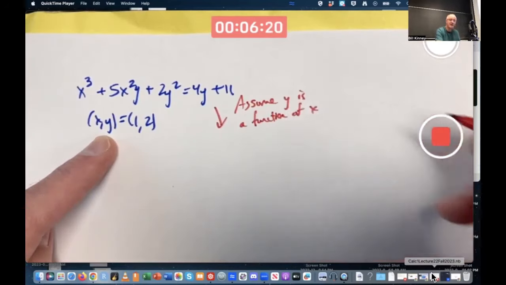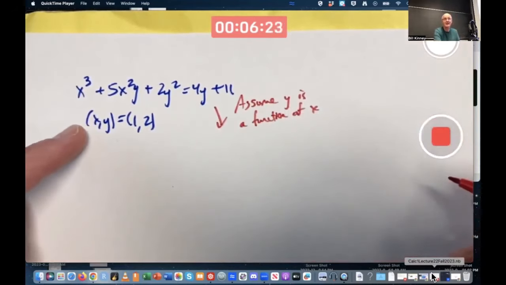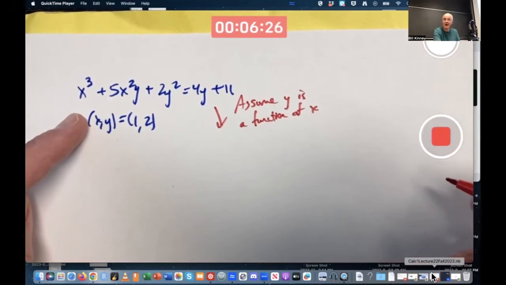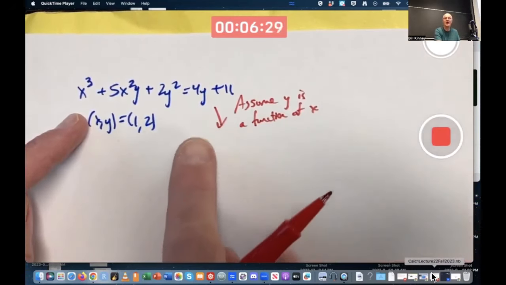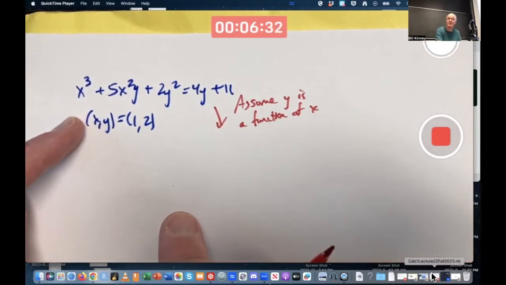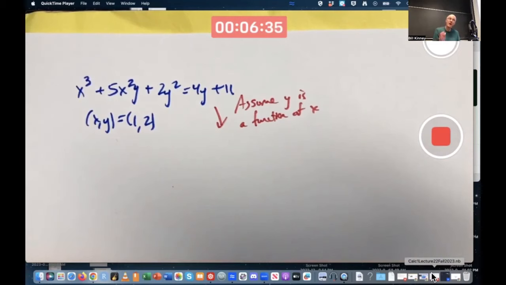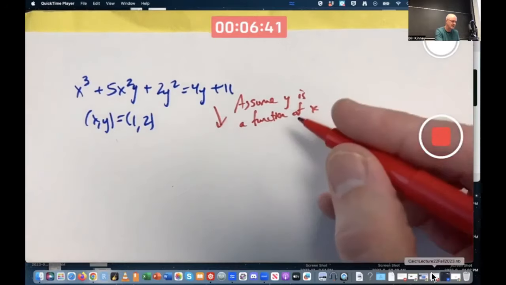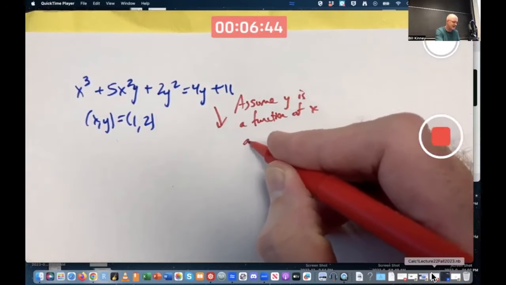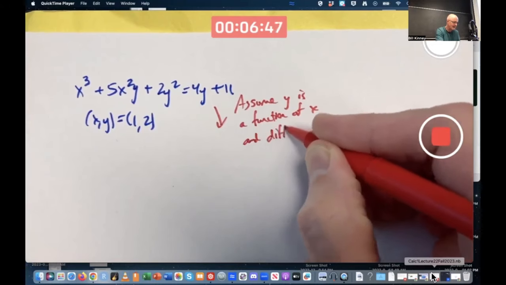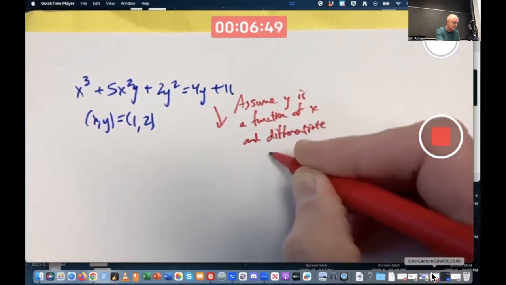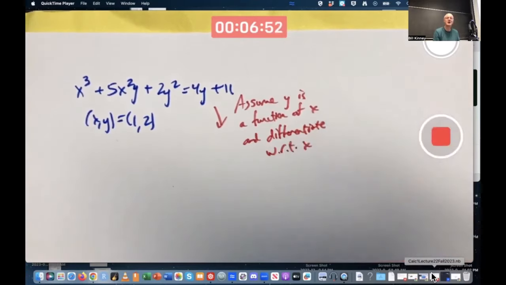Could we solve for y as a function of x? Actually, we could here. It wouldn't be too bad. Because this equation is quadratic in y, we could subtract 4y and subtract 11 from both sides and use the quadratic formula to solve for y as a function of x. But we actually don't have to do that. That's kind of nice, actually, with implicit differentiation. Assume y is a function of x and differentiate with respect to x. That assumption that y is a function of x is essential for understanding what you're doing here. If you don't make that assumption or don't realize you're making that assumption, you don't really understand conceptually what's going on.